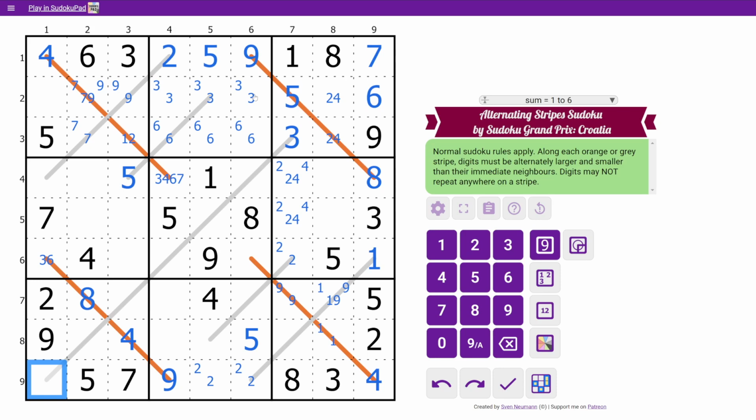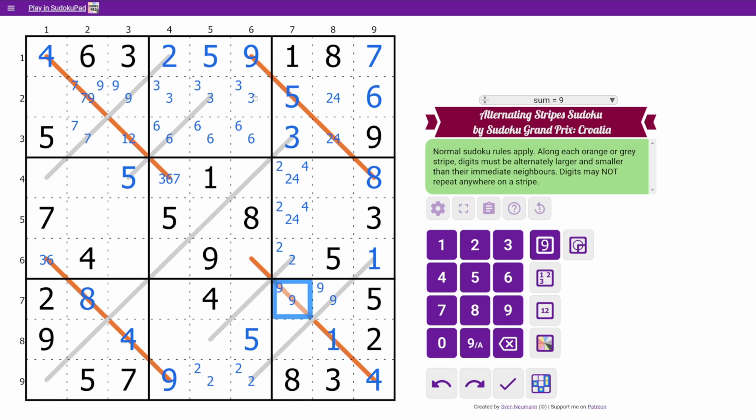Oh, numbers cannot repeat on a line either. That can't be 4. Anywhere on a stripe. Well, obviously, it's only talking about its own stripe. But that does mean the 1 can't go there. So the 1 does go there. But there's a few places I could do that with. I was just marking.